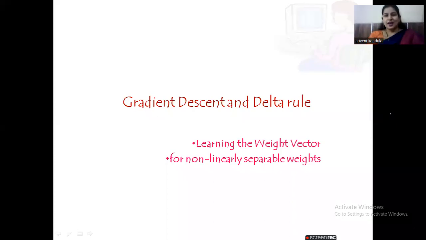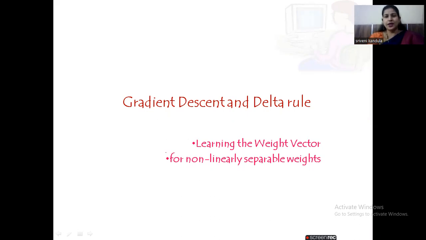Hello everyone. Let us learn about gradient descent, which is also called the delta rule. This is helpful for learning the weight vector in case of a perceptron, and that too in case of non-linearly separable weights. In case of linearly separable weights, we use the perceptron training rule. In case of non-linearly separable weights, we have to use gradient descent, which is called the delta rule.